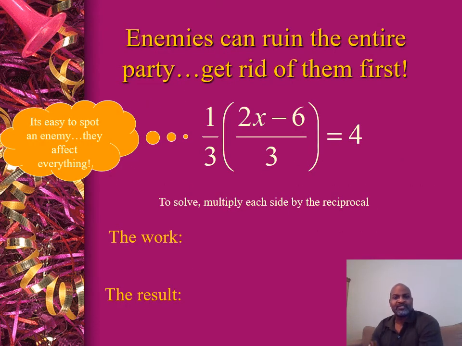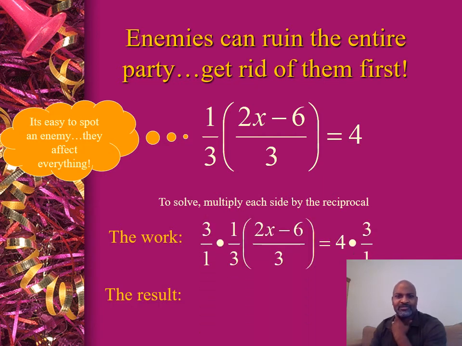You can also have enemies. Enemies can ruin the entire party, so you get rid of them first. It's easy to spot an enemy. They affect everything, like this 1/3 that is multiplied times everything on the left. The way you get rid of that is you multiply by its reciprocal, or you can multiply by 3. The 1/3 and 3 cancel each other out, and you get this.